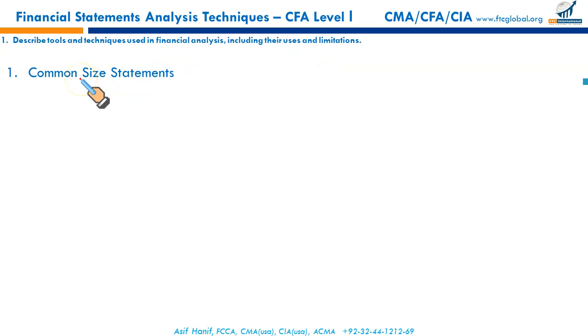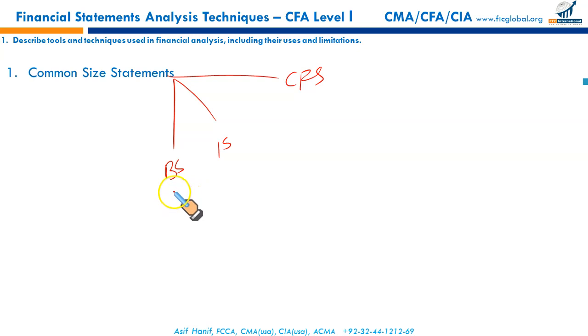The first tool we have used previously is common size statements. When you say common size statements, it could be a common size balance sheet, common size income statement, or common size cash flow statement. Within common size financial statement analysis, we discussed the vertical common size analysis, in which we take the total of the balance sheet as the base, and each number on the balance sheet is expressed as a percentage of the total assets, or of the total liabilities and equity. It could be horizontal as well.